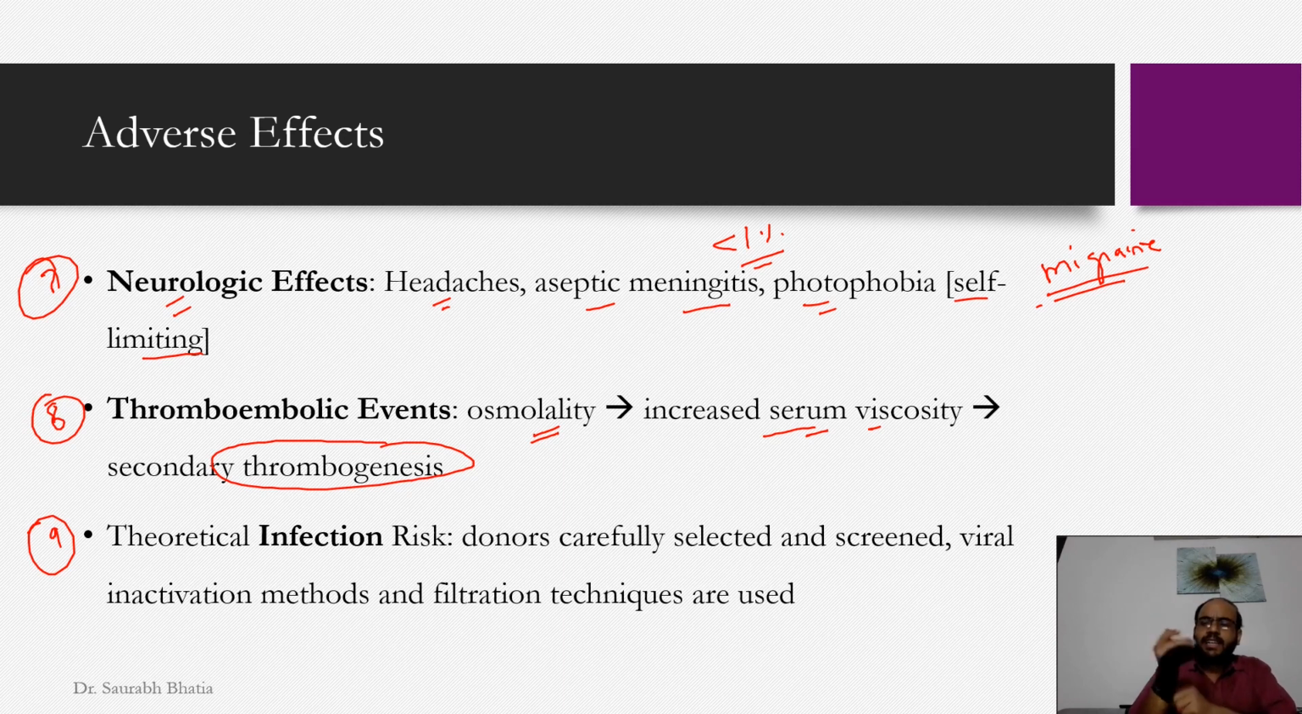Multiple viral inactivation methods, mainly the cold ethanol fractionation method which we use to get IVIg, that is a good method to decrease the viral activation also. Apart from that, there are multiple methods, multiple safeguards, safety measures taken so that none of the infection gets transmitted to the recipient of IVIg. So multiple viral inactivation methods and multiple good filtration techniques are used.